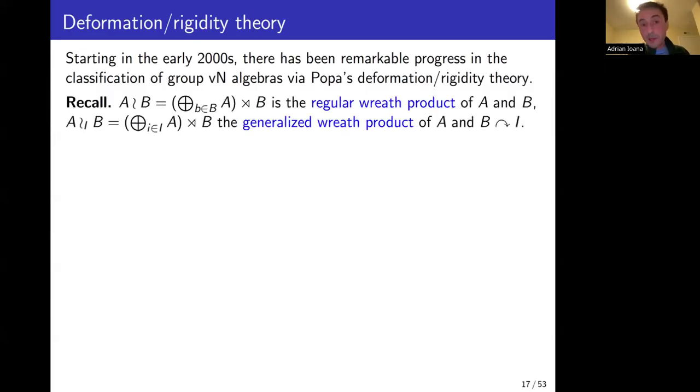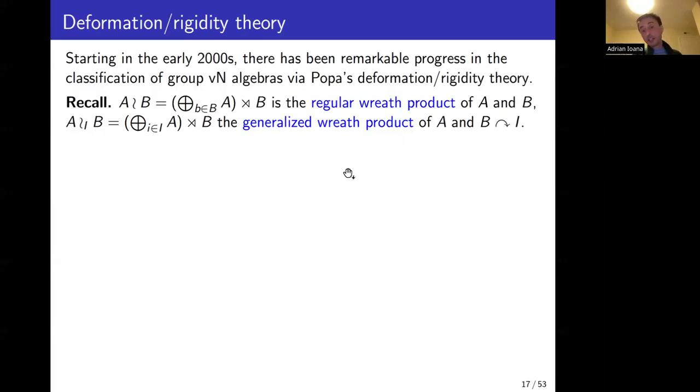And for that, let me recall the construction of wreath products of groups. If A and B are two groups, then the regular wreath product of A and B is a semi-direct product formed as follows. It's A wr B. You take the direct sum of A indexed by the group B, and on this group, B acts by shifting the copies of A. The resulting semi-direct product is the regular wreath product of A and B.